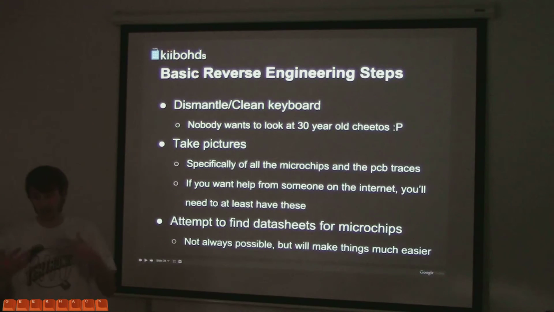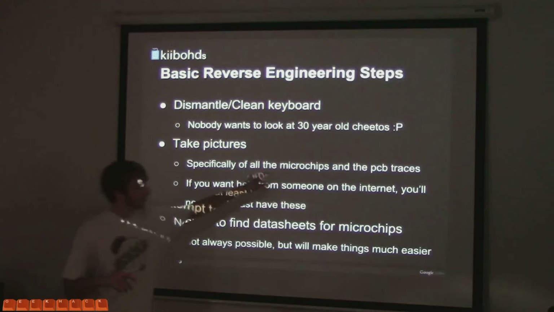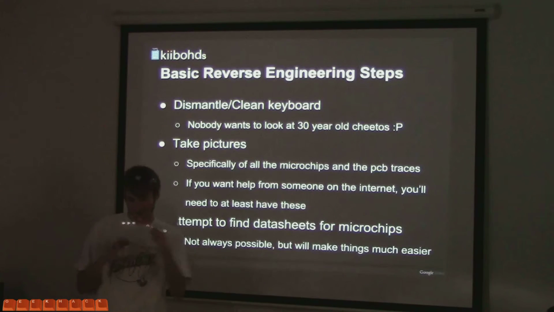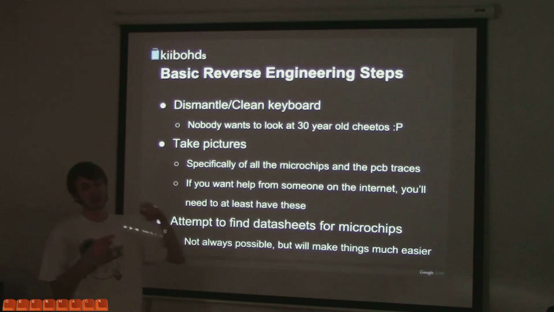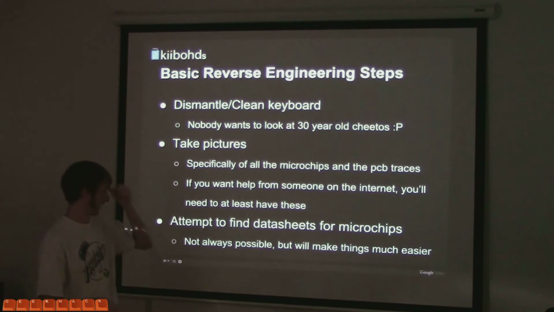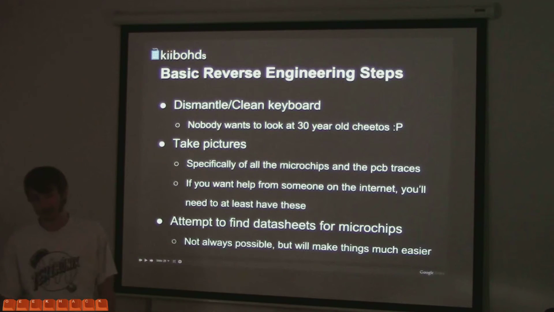Specifically, if you're gonna ask me or somebody else for help, you want to take pictures of microchips, because you want data sheets. So the more data sheets you have, the more information you have, the easier you can make a decision on what's actually happening. And PCB traces, so you can reference what you're trying to do. Multimeter is the easiest way to do traces because you can make it beep for you. But yeah, data sheets. Sometimes you can't find data sheets.